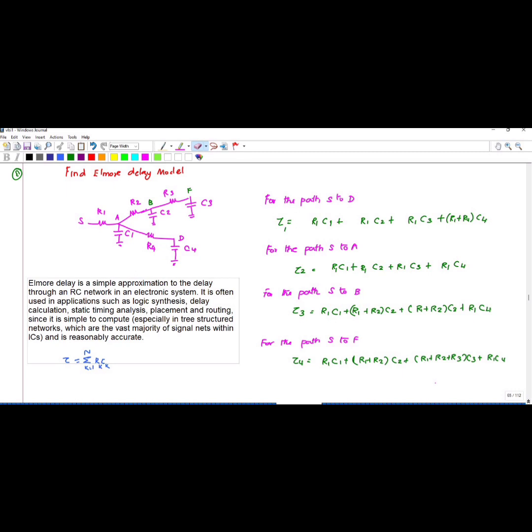Why? Because you are calculating the delay from S to B, so you should not take the resistance of R4. Similarly, for the path S to F, you have R1 C1, and you have to add the resistance: for B, R1 plus R2, and for F you have to add R1 plus R2 plus R3. And for the D node, the path is already cut from A, so you have to write only R1. I hope this will be useful for you. Thank you.